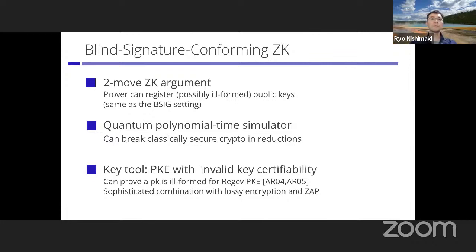To solve the complexity leveraging twice problem, we use many techniques. One of the key tools is public key encryption with invalid key certifiability. We can prove that a public key is ill-formed for the Regev public key crypto system by using a proof system by Aharonov and Regev. We carefully combined this public key encryption with lossy encryption, so we can overcome the complexity leveraging problem. Please see the video or paper for the details.